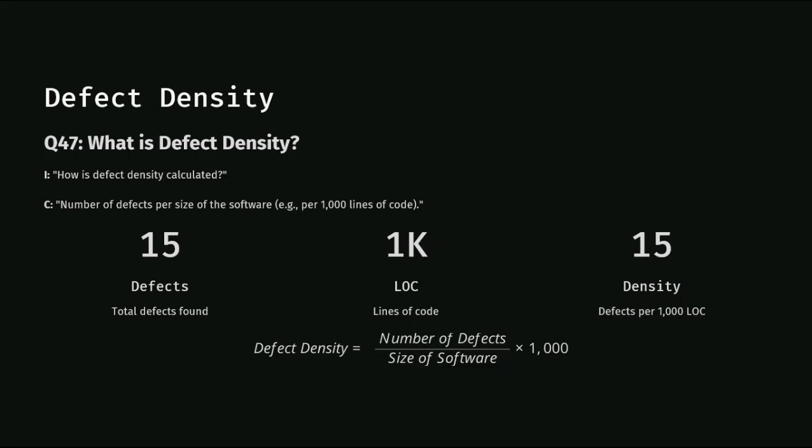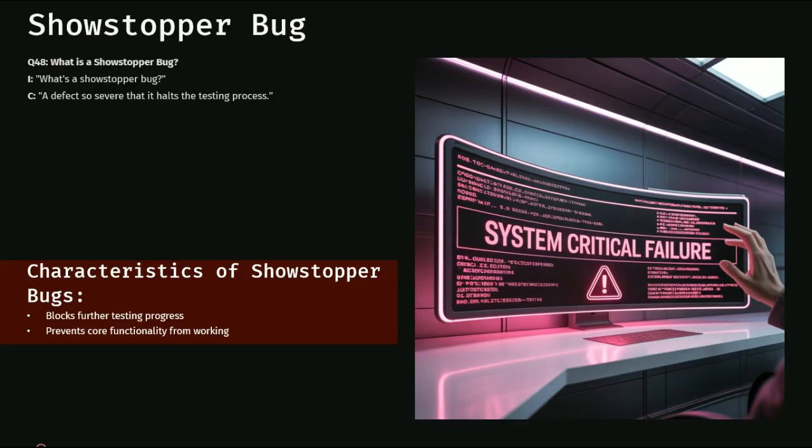Question number 47. What is defect density? How is defect density calculated? Number of defects per size of the software, right? For example, 15 defects found in 1K LOC, lines of code, gives 15 defects per 1000 lines of code. So your defect density is equal to number of defects divided by size of software multiplied by 1000.